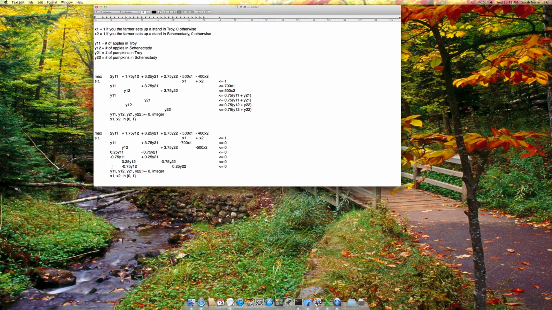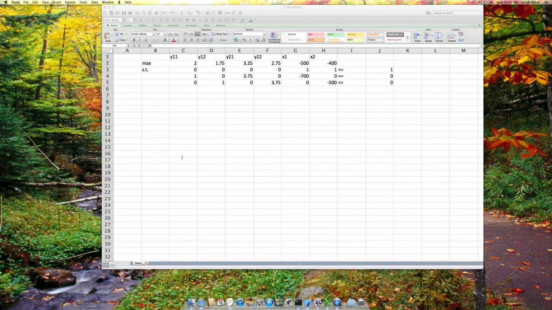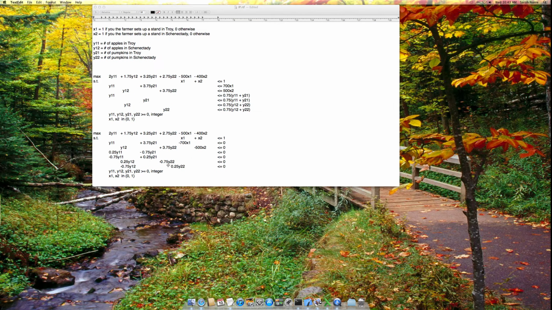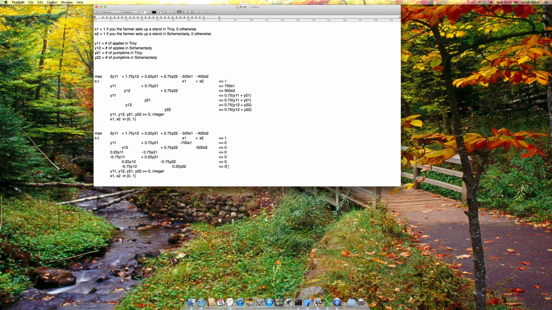Now I need to do the next 4 constraints. So here 0.25 and minus 0.75 and just the opposite for the next constraint. So here I have 0.25, this was minus 0.75. These were not present. And then this was minus 0.75, 0.25, 0, 0, 0, 0, 0, 0, 0. So you'll see this is a nice pattern to go and put into Solver when you have any program.